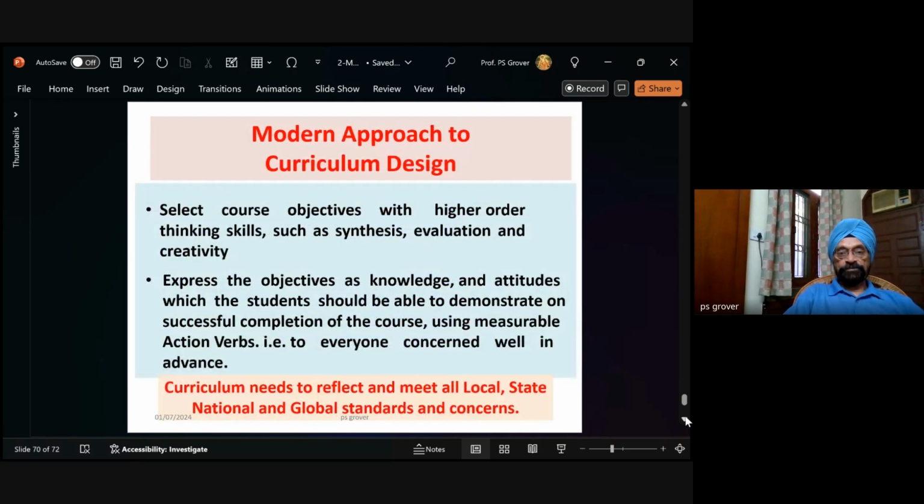So the modern approach to curriculum is to select course objectives with higher order thinking skills such as synthesis, evaluation, and creativity. Express the objectives as knowledge and attitude the student should be able to demonstrate on successful completion of the course, using measurable action words that everyone concerned knows well in advance. Curriculum needs to reflect and meet all local, state, national, and global standards and concerns. Please see here the curriculum.